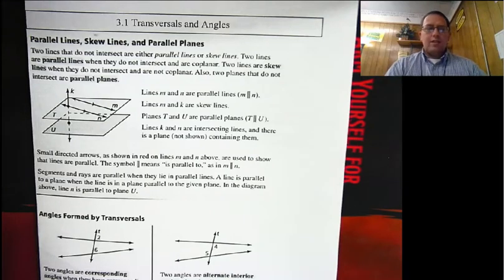Hello, class. Today we're going to talk about transversals and angles. First, we do have a little bit to talk about here, talking about parallel lines, skew lines, parallel planes. Two lines that do not intersect are either parallel or they're skew. If they are on the same plane, if they're coplanar, then they are parallel.